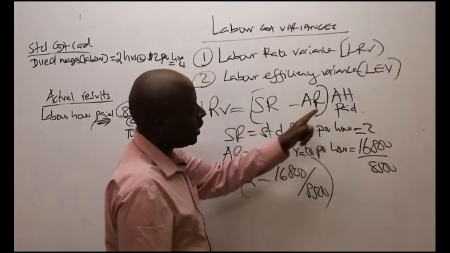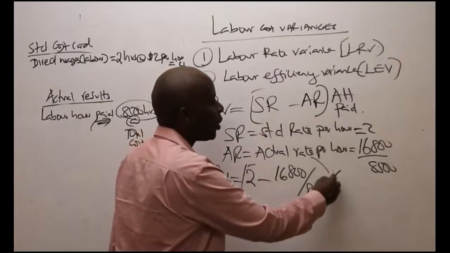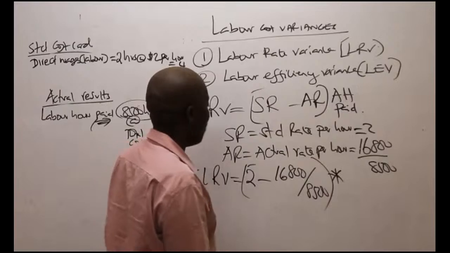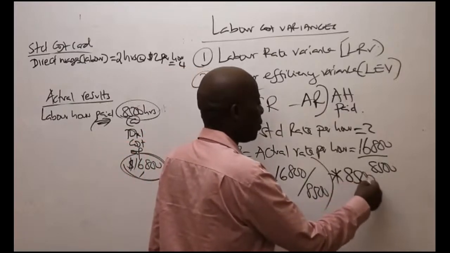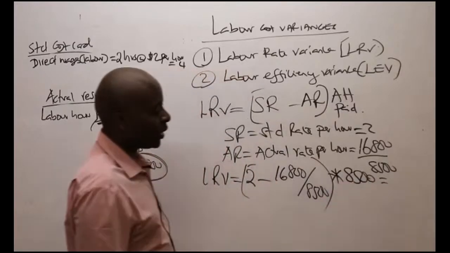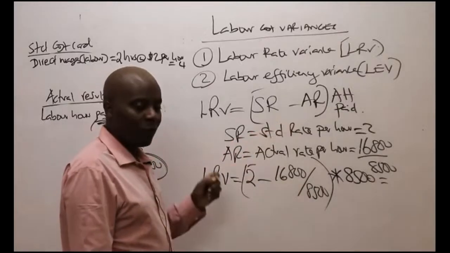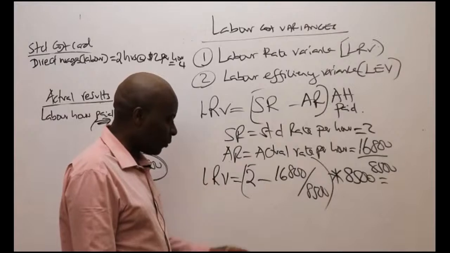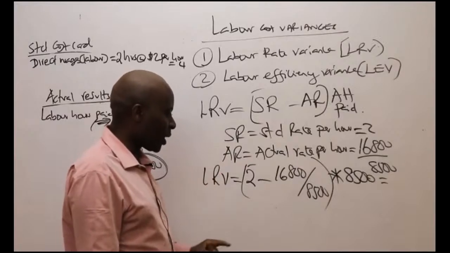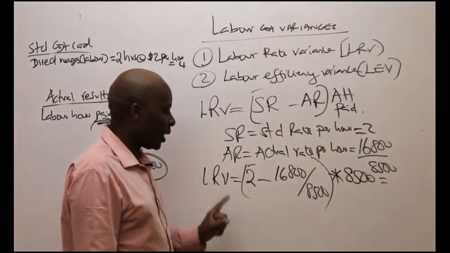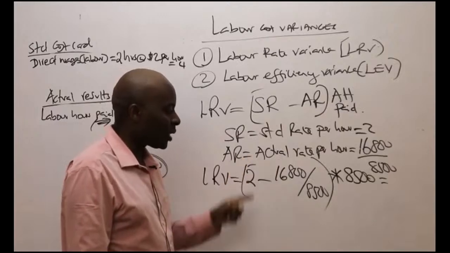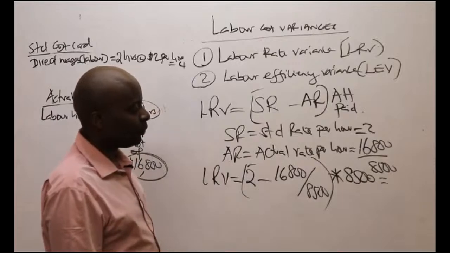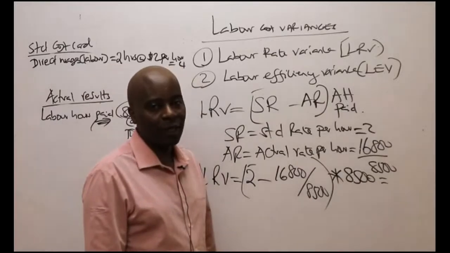And then we have AH paid, standing for actual hours. The actual hours that were paid were 8,500. So please take a step of faith, take out your calculator: open brackets, 2 minus this divided by that, close, times 8,500. Please give us a figure. We put it down here.